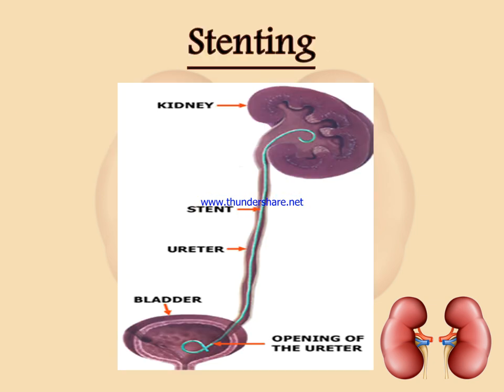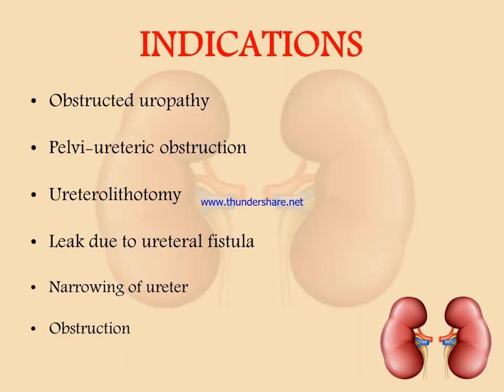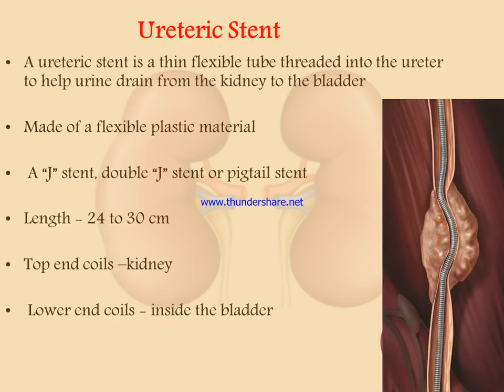Next is stenting from the bladder to the kidney. The indications are obstructed uropathy, pelvic ureteric obstruction, urolithiasis, leak due to a ureteral fistula, narrowing of the ureter, and any type of obstruction. Ureteric stenting: a stent is a thin flexible tube threaded into the ureter to help urine drain from the kidney to the bladder.